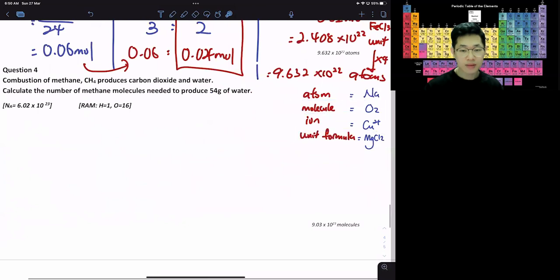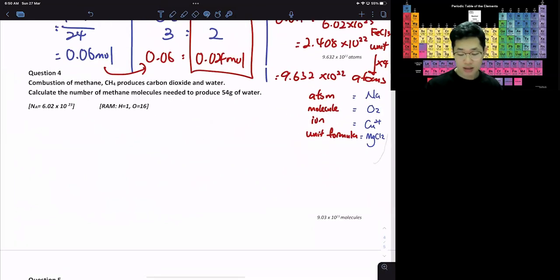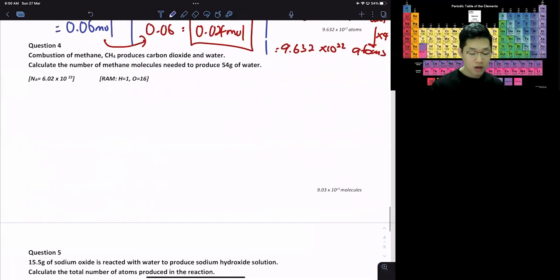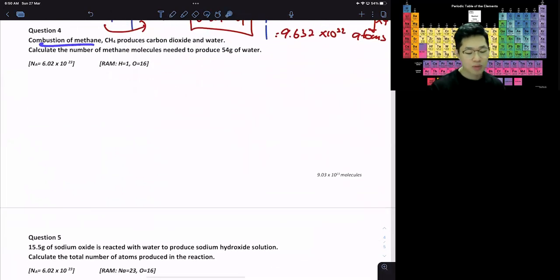Okay. Next. Combustion of methane produces carbon dioxide and water. Methane is given CH4.